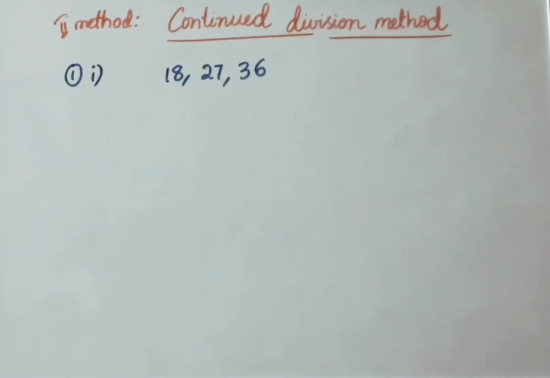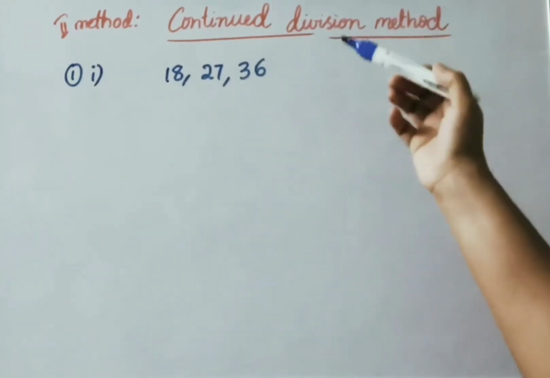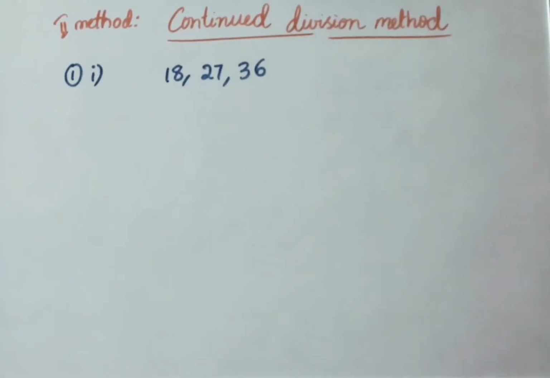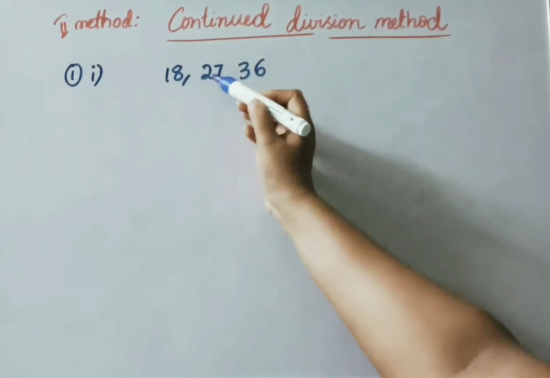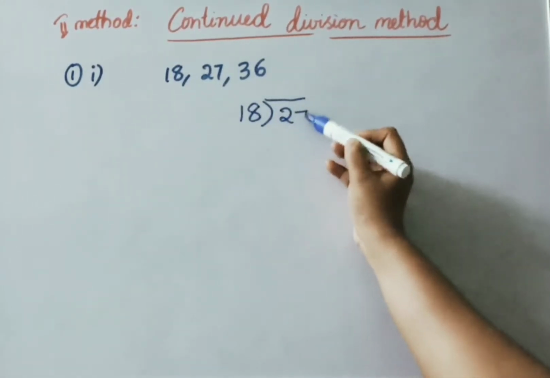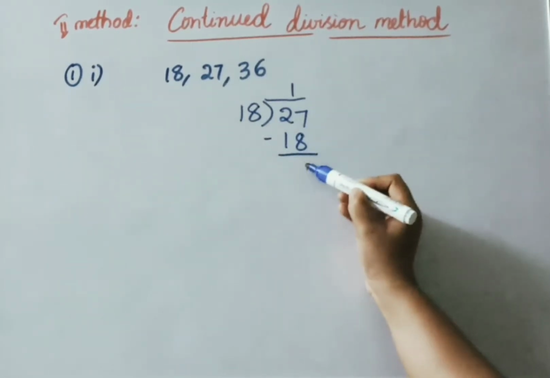See the first question, all the 4 sums in the second method, continuous division method. First is sum 18, 27 and 36. Take any two numbers, we need to divide. With that remainder, we need to divide the third number. Let us take these two numbers. 18 is going to divide 27. 18 ones are 18. We get a remainder 9.